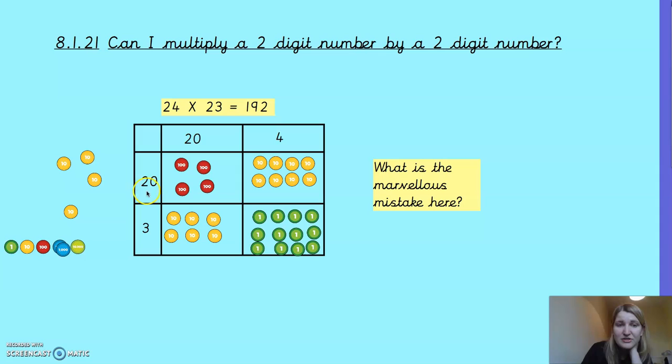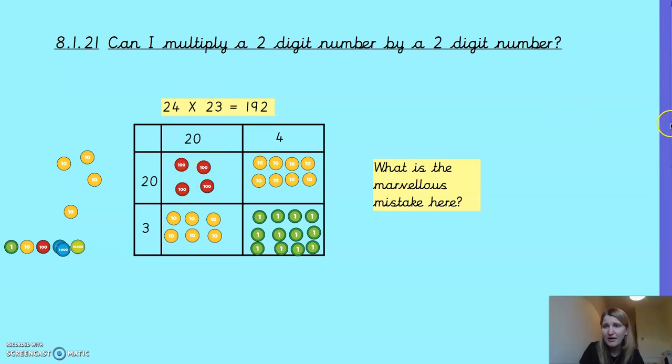All right, and then if we do 20 times 4, that's 4 lots of 20. That's 1 row of 20, 2 tens. So yeah, that would be correct. That's 80. 3 lots of 20, 3 rows of 20. Yep, and then 3 times 4 is 12. So I think that was the only marvellous mistake there.